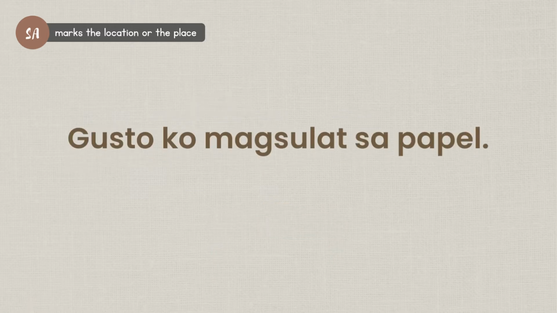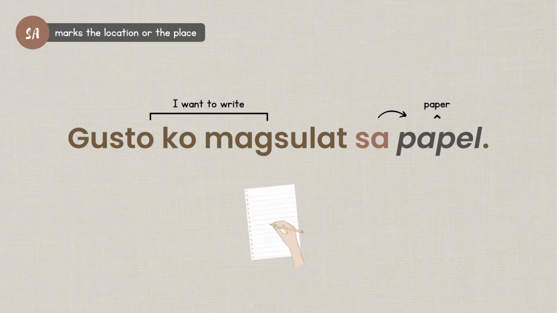Here's another example to make it much clearer. Gusto ko magsulat sa papel. The first three words, gusto ko magsulat, means I wanna write. But where do I wanna write it? Sa papel. Papel means paper. Gusto ko magsulat sa papel. I wanna write on a paper. Was that clear? Alright, let's proceed to the next function of this marker.